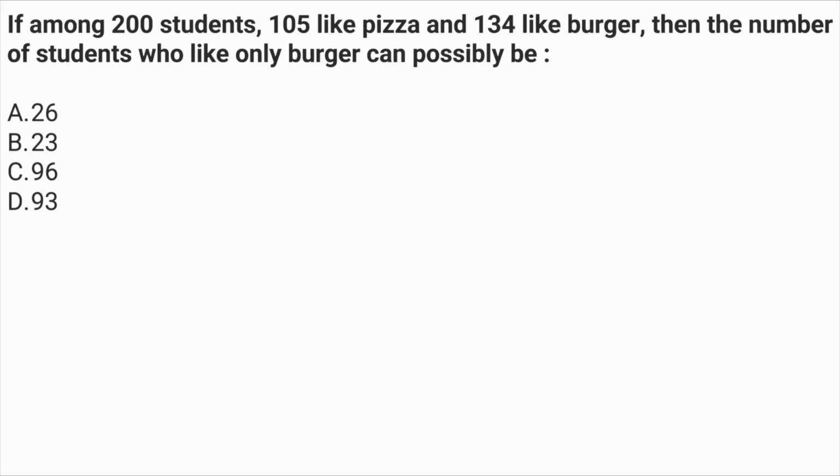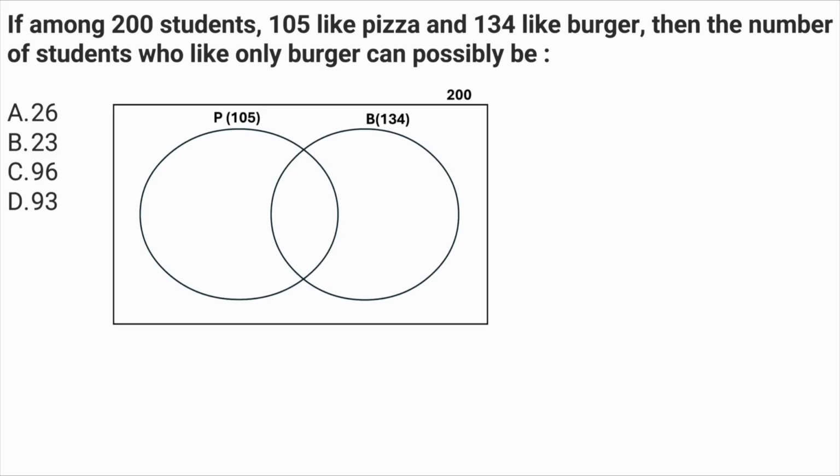All right. If among 200 students, 105 like pizza and 135 like burger, then the number of students who like only burger can possibly be. Interesting question, a very easy one. So it's a typical level 2 Venn diagram based question.